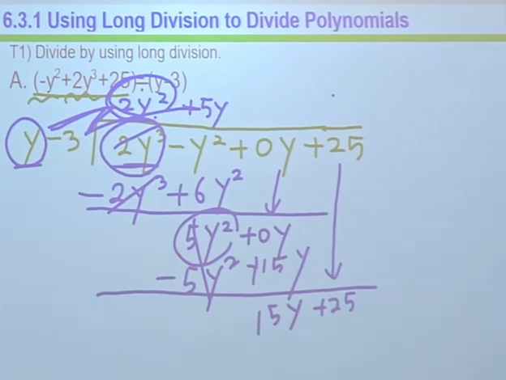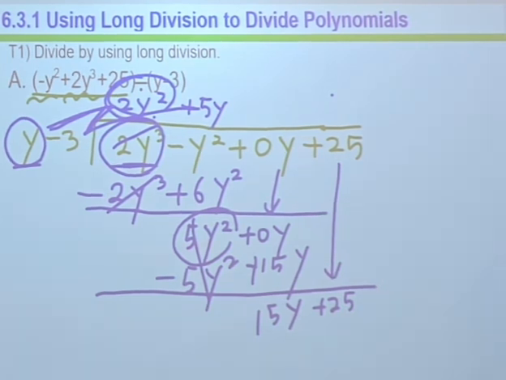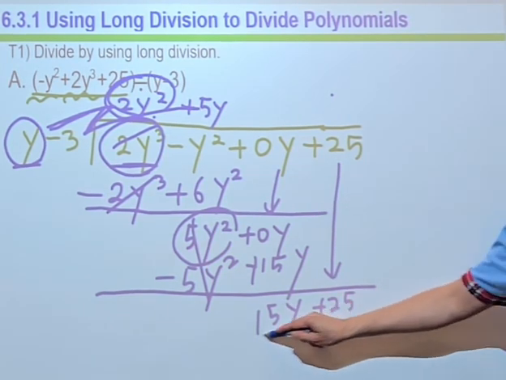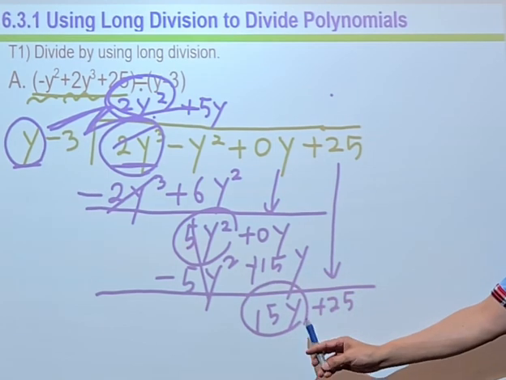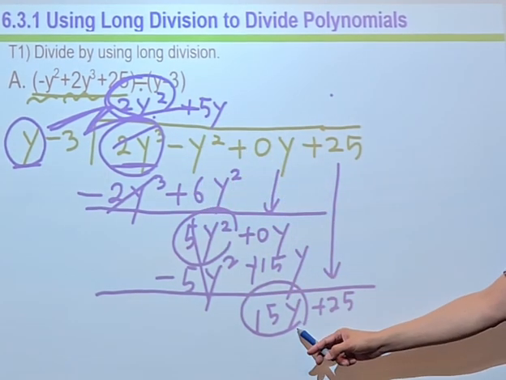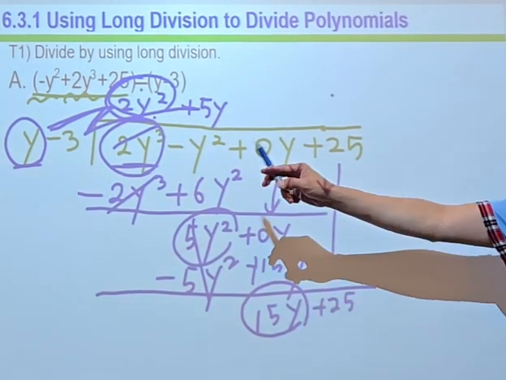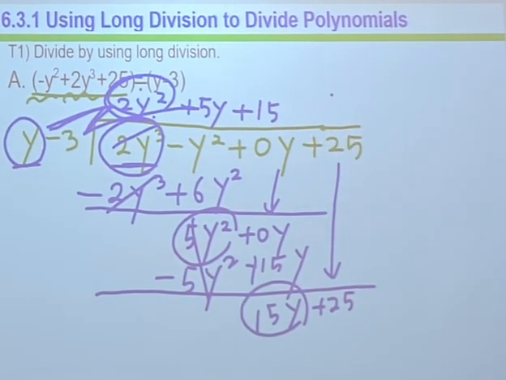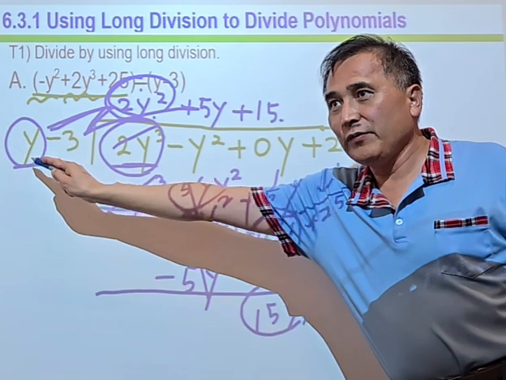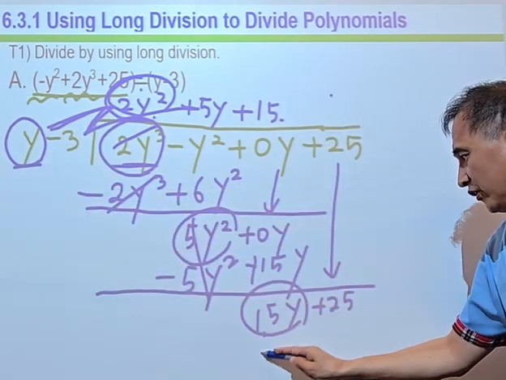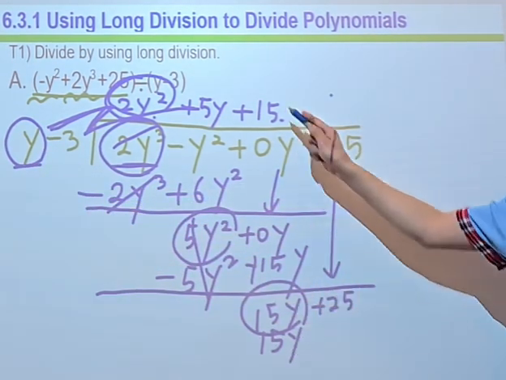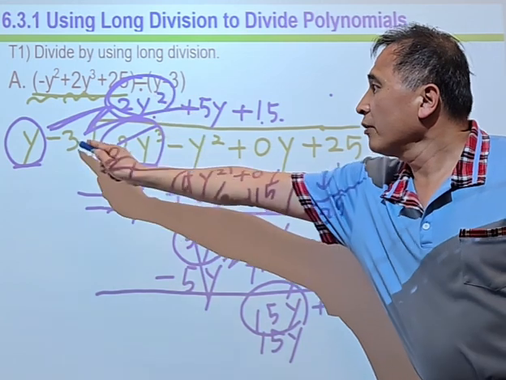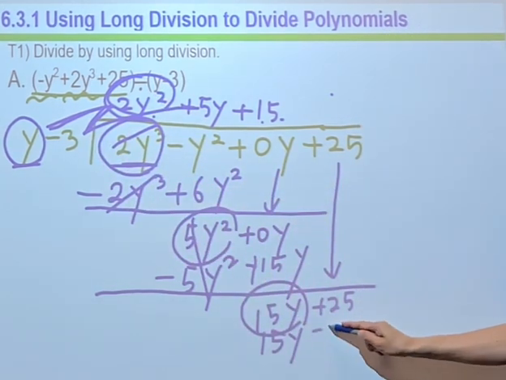Everybody got it? And now 15y, say what? I'm captain. So now we deal with it. So y times what is 15y? Y times plus 15. Everybody got it? Right? Then I multiply this one. 15 times y, 15y. Right? And 15 times minus 3. Negative 45. Right?